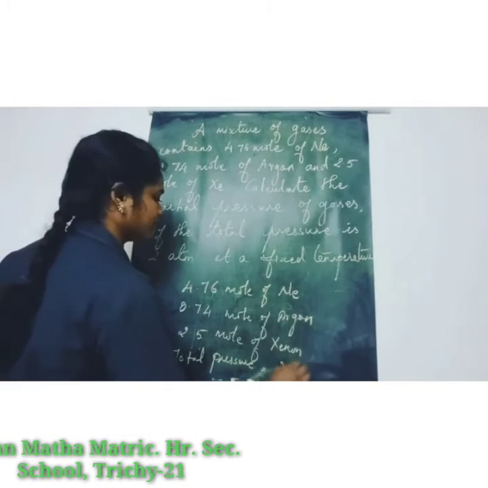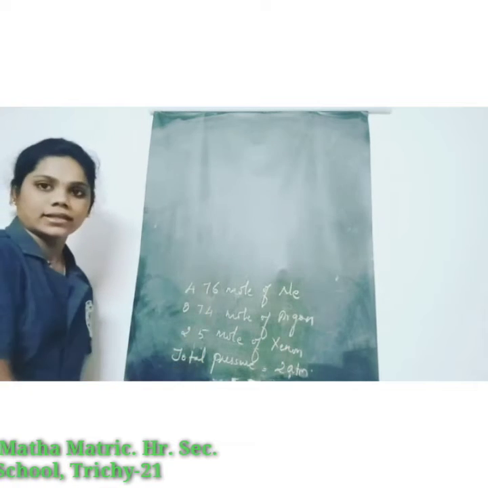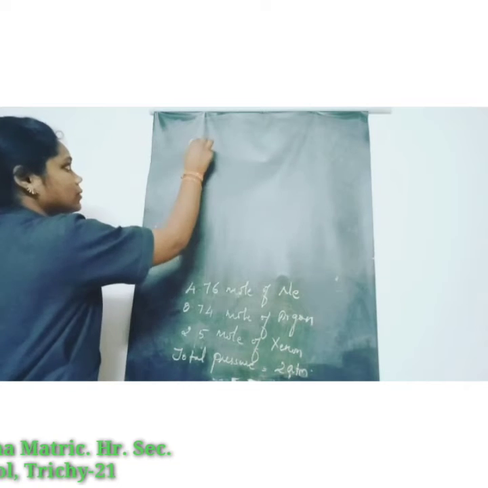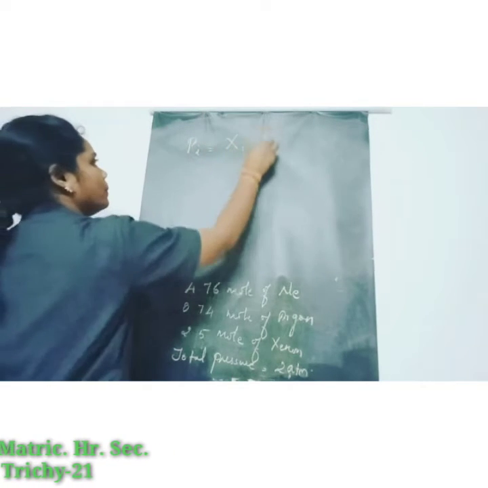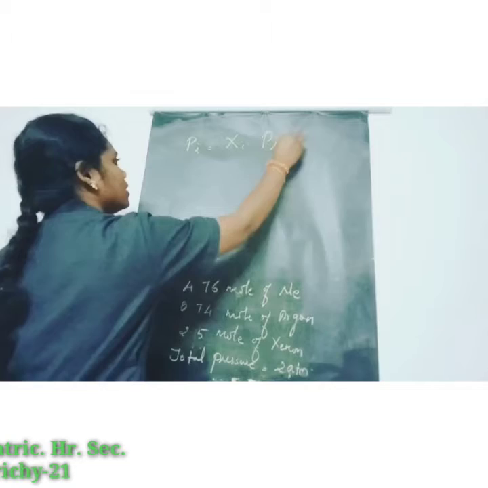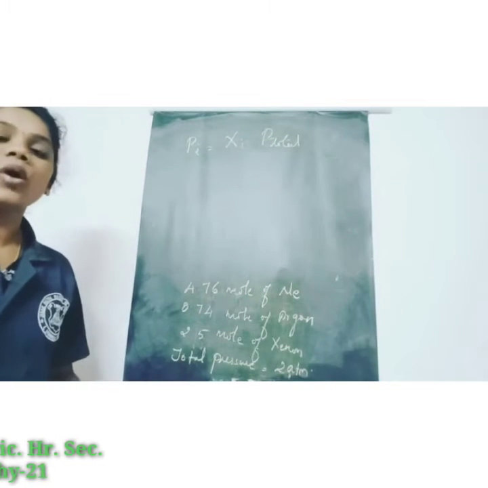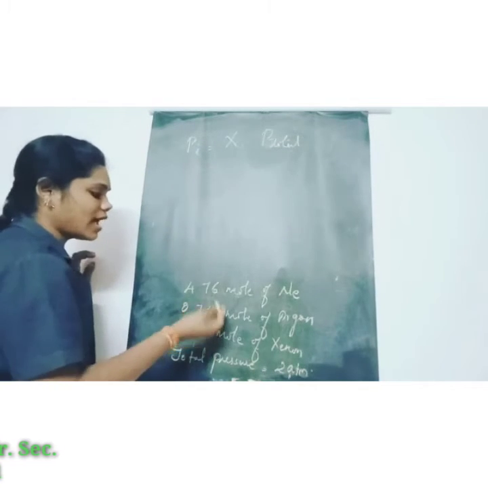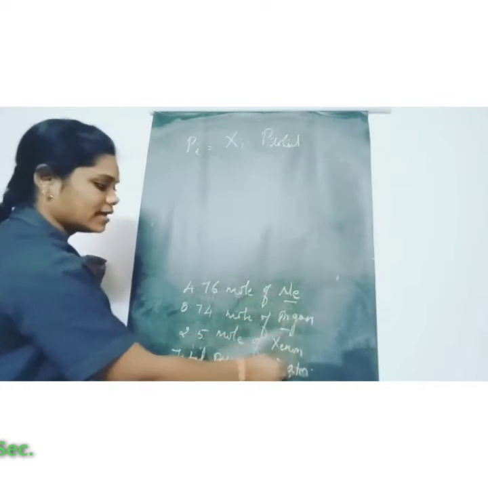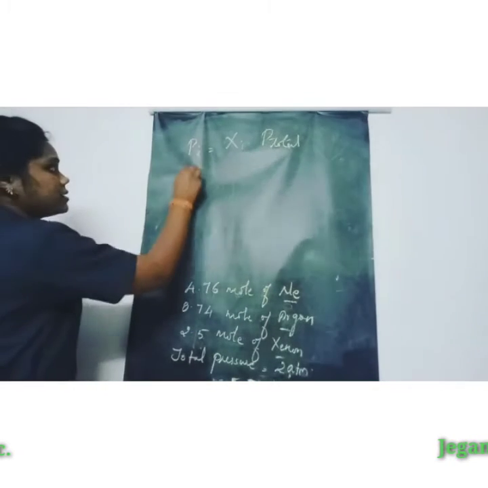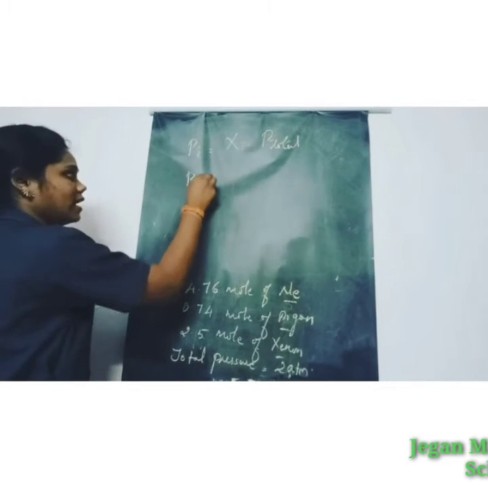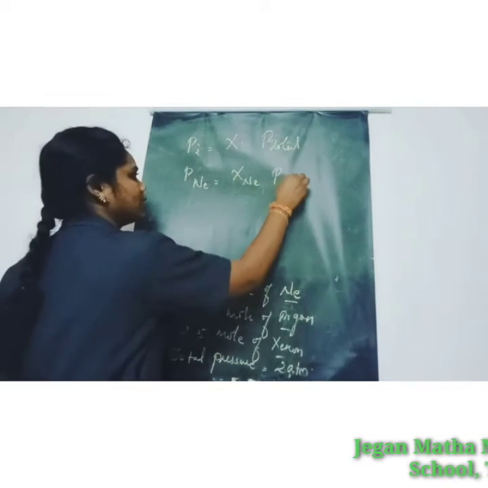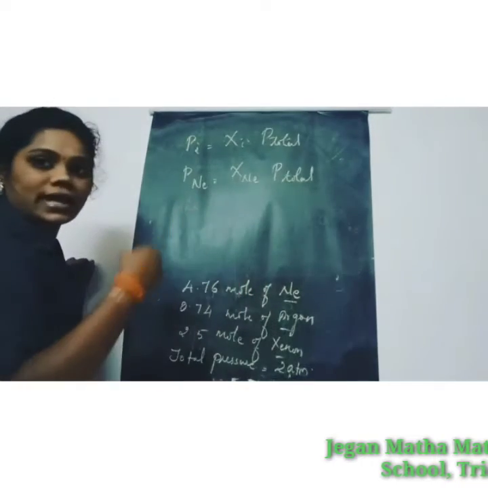That is 2 atmosphere. These are given in the questions. And next one is from Dalton's law, Pi is equal to Xi into P total. So here Xi represents the mole fraction of the ith component. Here I will take neon first, then argon, and then xenon. So P neon is equal to X neon into P total. So I want X neon.